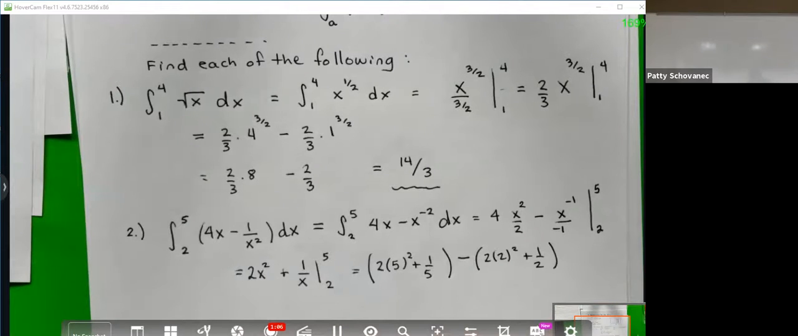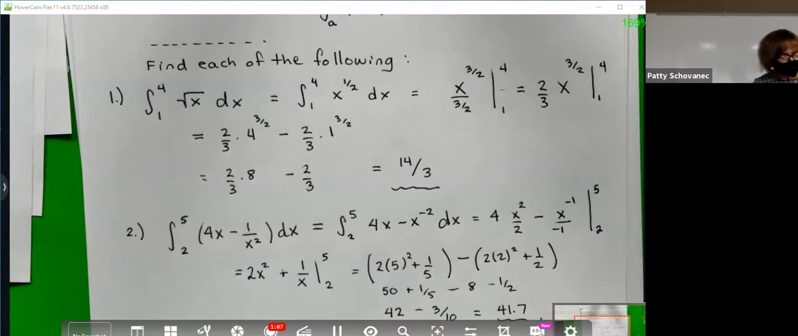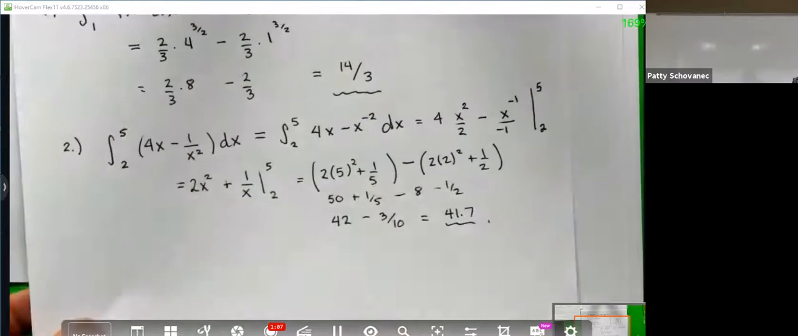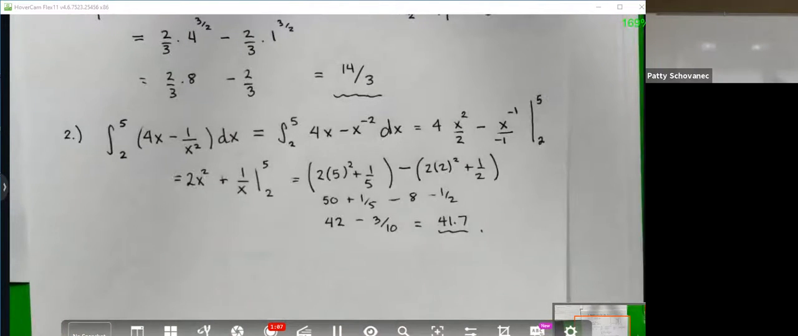So let's see what I got here. I got 25 times 2 is 50, plus 1/5, minus 8, minus a half. So let's see, I've got me a 42 here. 1/5 minus a half, that's 2/10 minus 5/10 is minus 3/10. Hey, I can go to decimals then. Let's make this 41.7. I've jumped out of my fraction comfort zone.